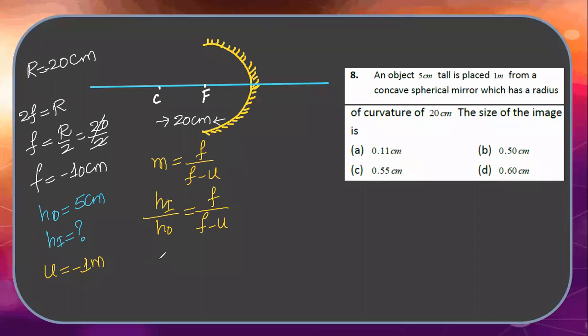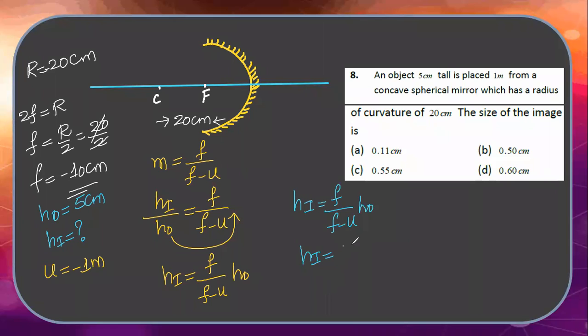So the height of the image is to be calculated. We have to bring H naught to the right side. Height of the image is equal to F divided by F minus U into H naught. So Hi is equal to F divided by F minus U into H naught. So the height of the image is equal to, F is how much? F is equal to -10, divided by -10.